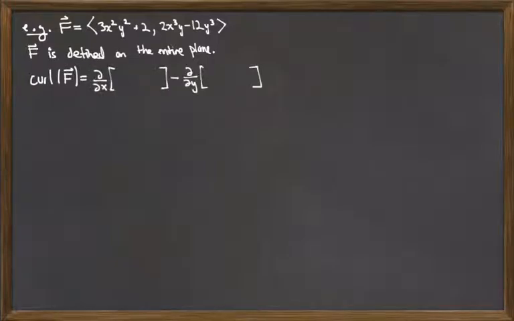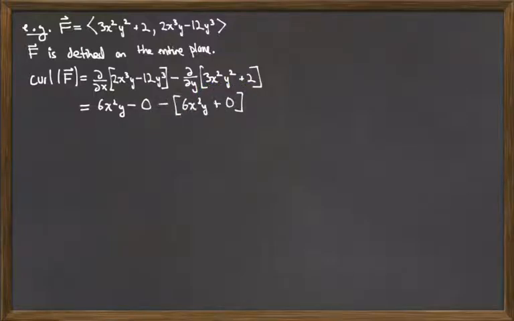I'm going to have to take the partial derivative with respect to x of the j component and the partial derivative with respect to y of the i component. So put those in. And compute the partial derivatives. When you do this with respect to x, you'll get 6x squared y. That will be 0. Compute this with respect to y. You'll get 6x squared y, and this term will be 0. And those get subtracted. Look at this.